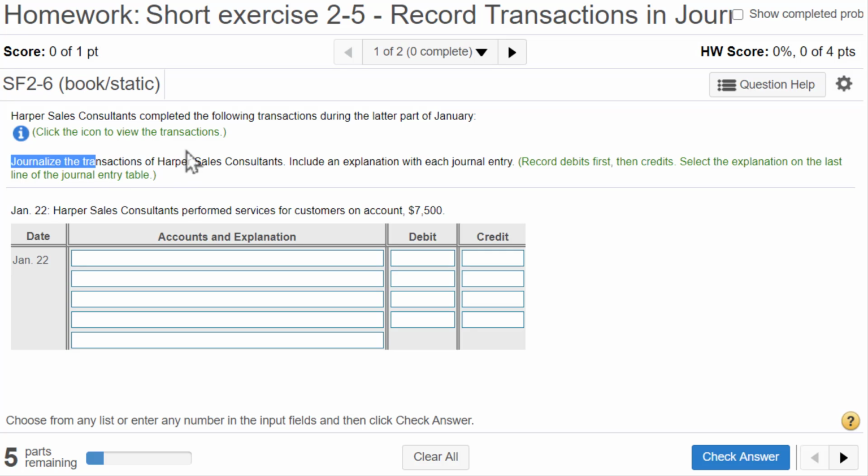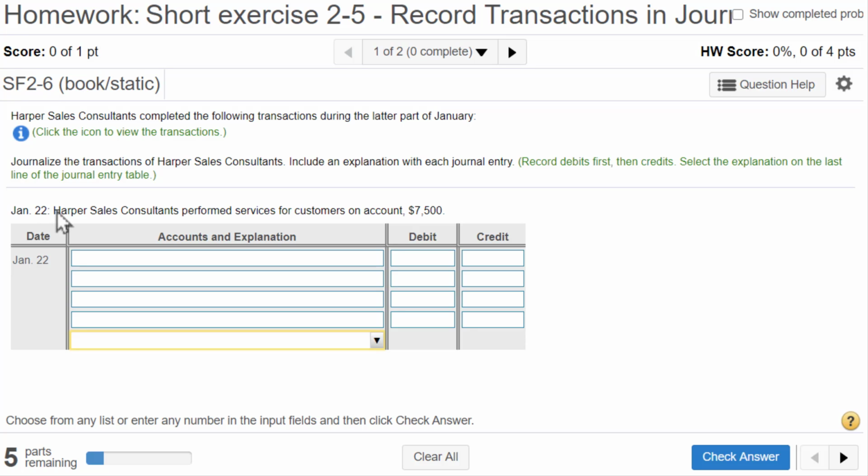It says journalize the transactions of Harper Sales Consultants. Include an explanation with each journal entry. And then it's always going to remind you this. Record debits first. Always, always, always record debits first. Otherwise you'll get marked wrong. And by recording debits before credits, it makes the journal transaction much easier to read. So always record the debit account first, and then the credit account. And then it's reminding you to select an explanation on the last line, which is right here.